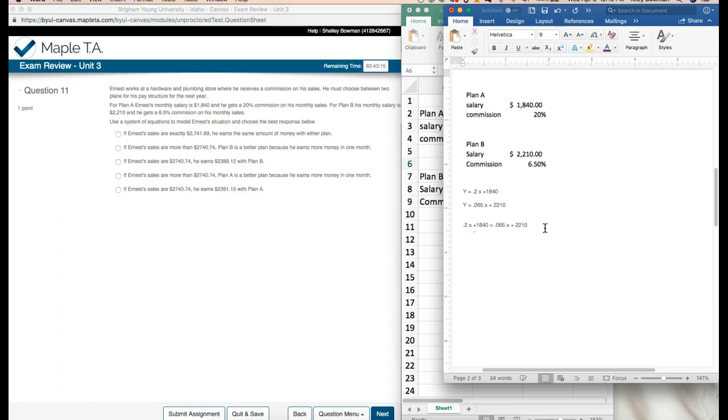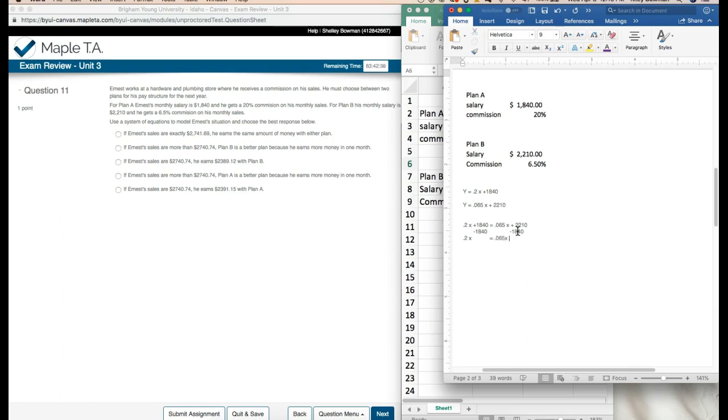I want to subtract 1,840. But I'm subtracting 1,840 from both sides. So on the left-hand side, because I have positive 1,840 minus 1,840, I'm left with 0.2x, and that's all gone. So I'm trying to keep my equal signs lined up so it looks nice.